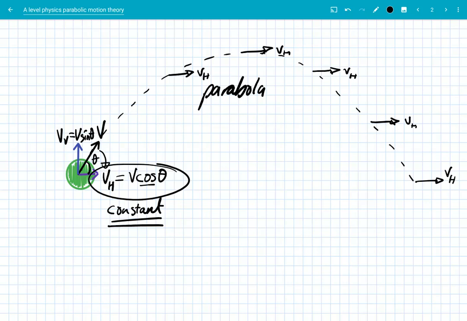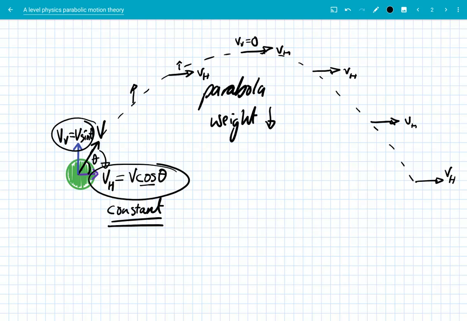But there is one other force acting, and it's weight. And we've said that it acts vertically down. And that's going to have an effect upon this vertical component of the velocity. As the ball follows the parabolic path, the vertical component is going to get smaller and smaller until at the top, VV, the vertical component of velocity, is actually zero.